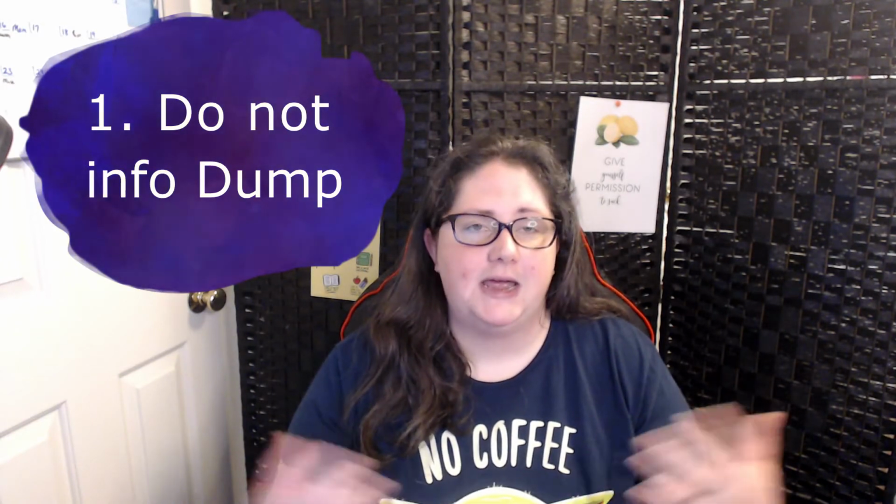Tip number 1, avoid info dumping. So what is info dumping? Info dumping is when you have a page, a paragraph, a full-on sentence that does nothing but describe something or someone. That to me is info dumping. You don't really want to do this because it pulls your reader out of the story and it gets a little boring, especially if it goes on for a page or pages.